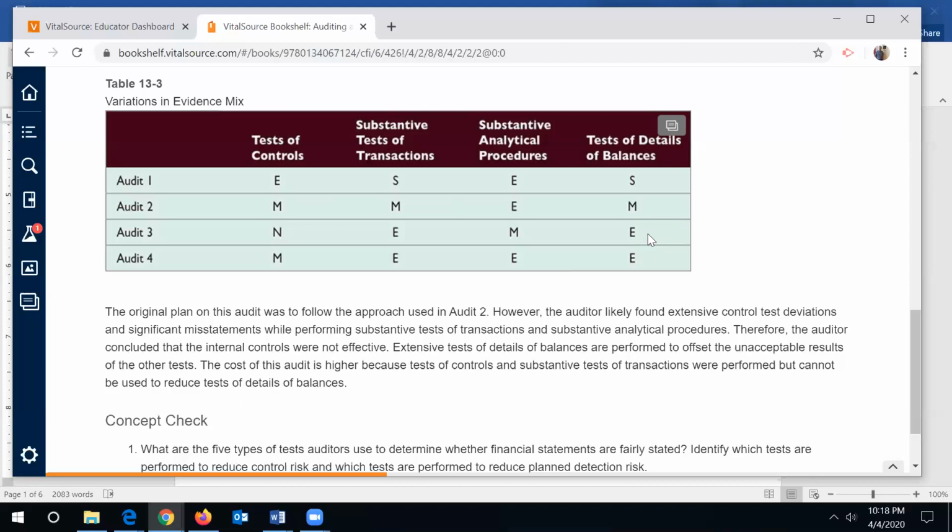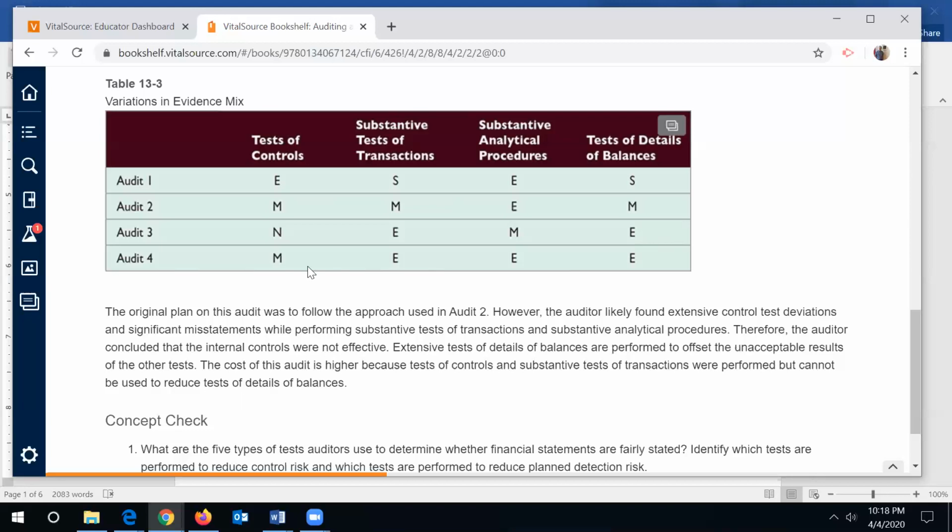So in audit 3, this is not as good a client as in audit 1 and audit 2. My guess is that the substantive tests of transactions, analytical procedures, and tests of details did not turn out with results which were as good as audit 1 or audit 2. Audit 3 is a more expensive audit because the auditor did fewer of the cheaper tests and more of the more expensive tests.